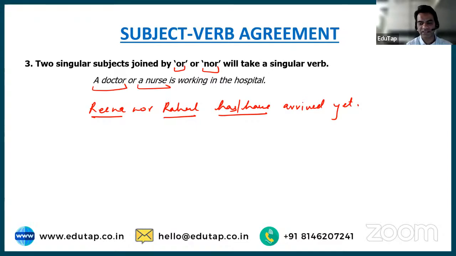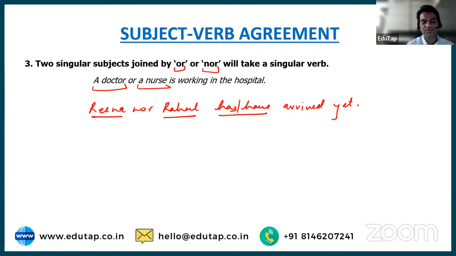Very good, Roshan. Very good, Nekta. Very good, Uttam. Yes guys, very good, Balaji. Very good, Diya. Reena nor Rahul. What does that mean? What we generally try to do is add up. We think that neither Reena has arrived nor Rahul has arrived. That means both of them have not arrived. And when we start thinking in this manner, we always choose a plural verb. But guys, if I had to say that both of them have not arrived, I would have just said, "Both Reena and Rahul have not arrived yet."